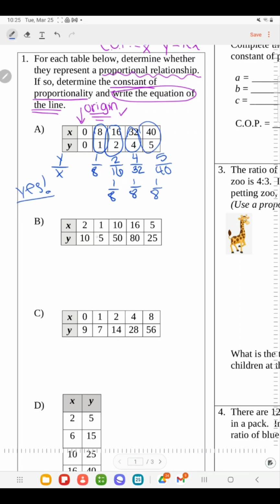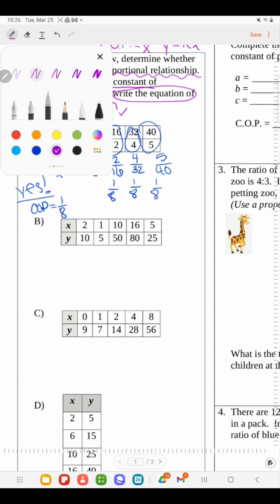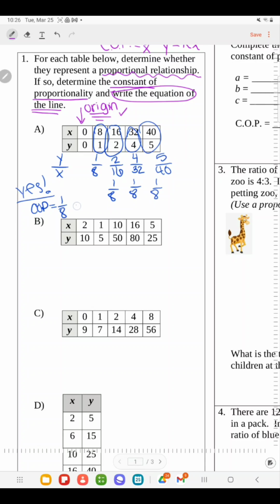Which means, yes, this thing has a proportional relationship. The COP, we just calculated it 4 times, is 1/8. And the equation of this line, remember y equals kx, y equals, this is my k value, 1/8 x. Okay. All right, let's try number 2, or B.